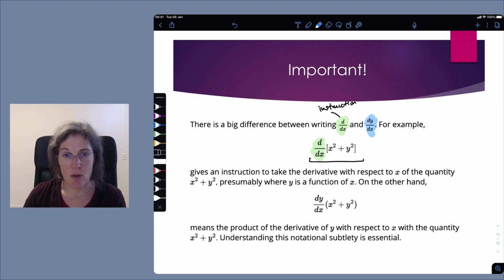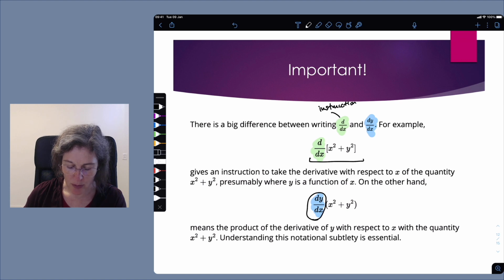If we think about dy by dx, that is saying this thing is the derivative of y with respect to x. So taking the derivative has already been done. So if we look at this equation over here, this says take the derivative of y with respect to x and multiply that thing by x squared plus y squared.